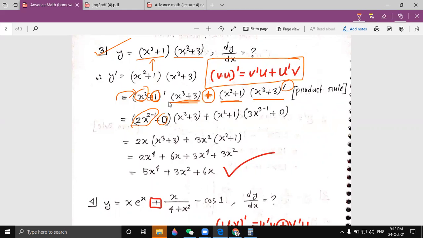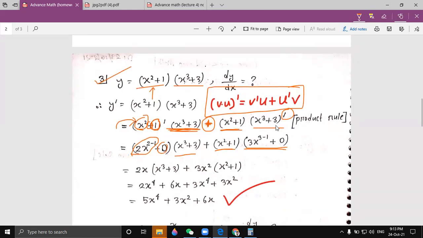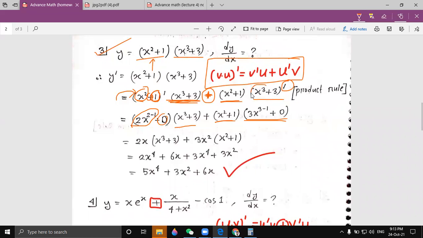And then we keep this function here, and then again we keep the first one and then we differentiate the second one. So it will make x to the power 3. So if we differentiate x to the power 3, it will make 3x to the power 3 minus 1. And the derivative of a constant value is 0.